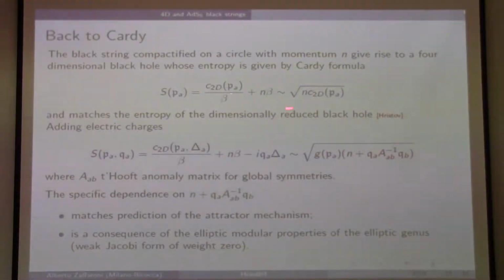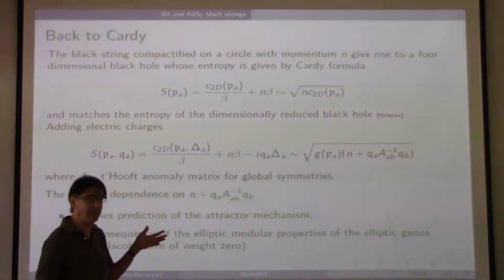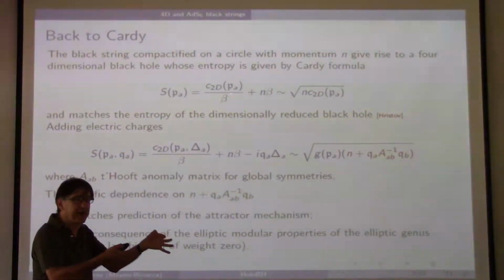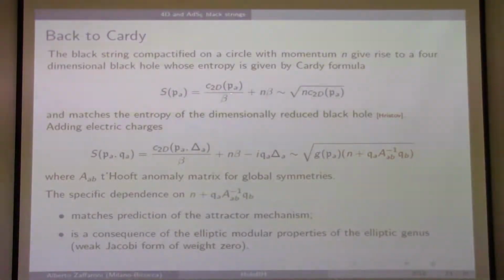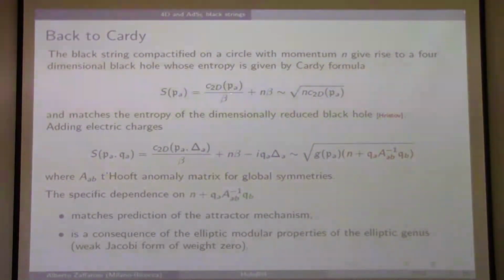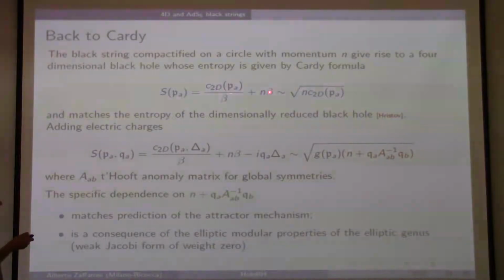And Cardy leads to... you see Cardy, you think of black holes. Well, there's an obvious way of getting a black hole out of a black string. Take the black string, this is Strominger-Vafa, compactify on a circle, add the momentum along the circle, and you will get a black hole in one dimension less. Now, if you want to match the entropy, it's easy. Now it's really the Cardy argument. So the momentum is canonically conjugate to the temperature.